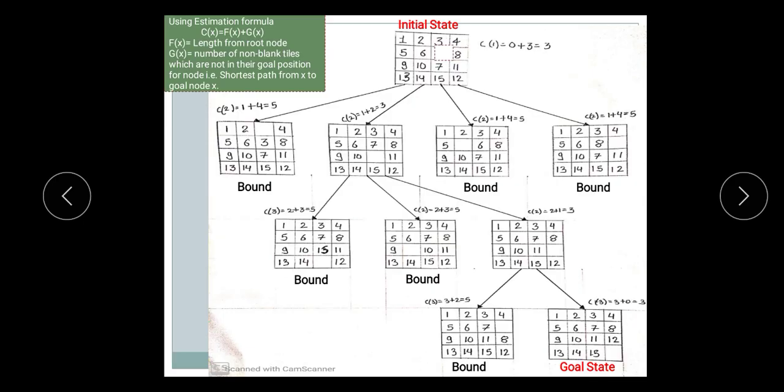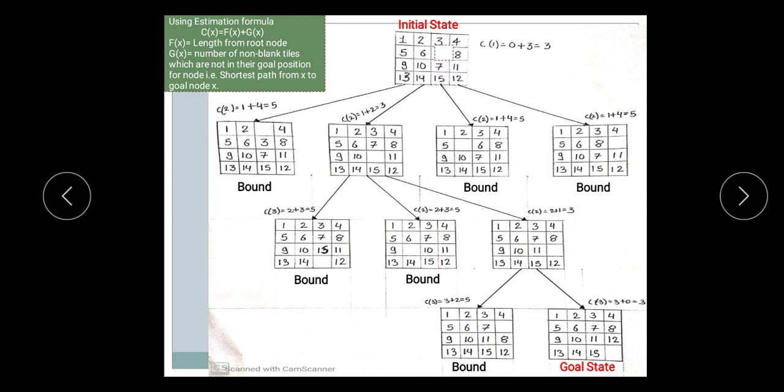So the f of x becomes 2, because this is the second level, and we have to calculate the number of tiles which are not at their proper position. So if we find out in this, we have 3 tiles, that is 15, 11 and 12, that are not at their proper position. So our g of x becomes 3 and total cost is 2 plus 3 becomes 5.